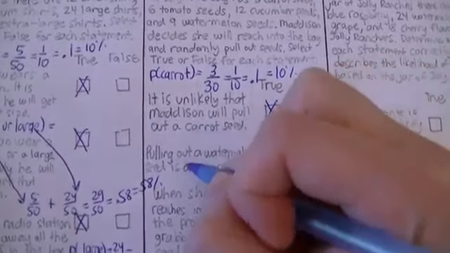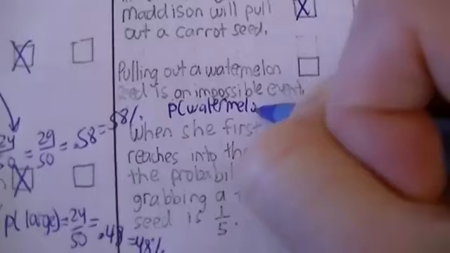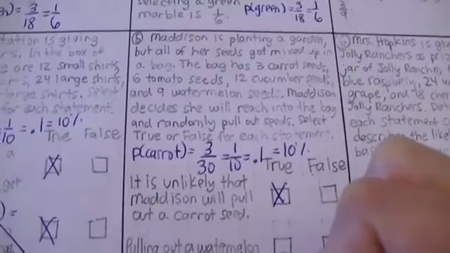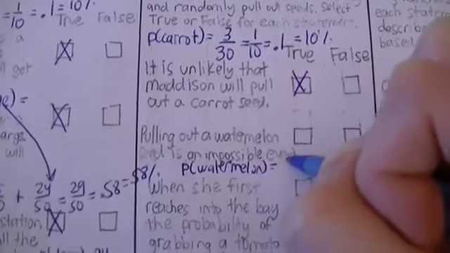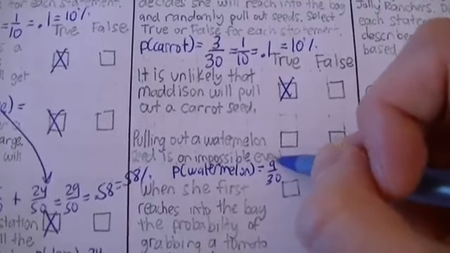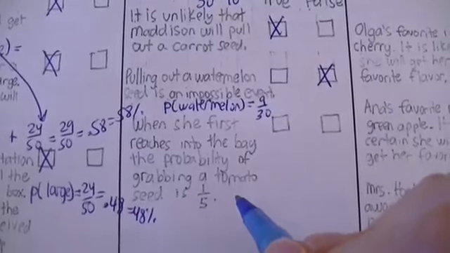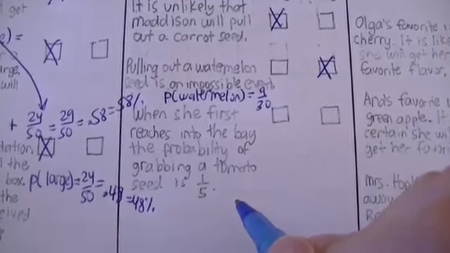Okay, pulling out a watermelon seed is an impossible event. So let's see what it is. What is the probability of watermelon? The probability of getting a watermelon is 9 out of 30. That's not impossible. If it was an impossible event, it'd be 0 out of 30. So that's false.